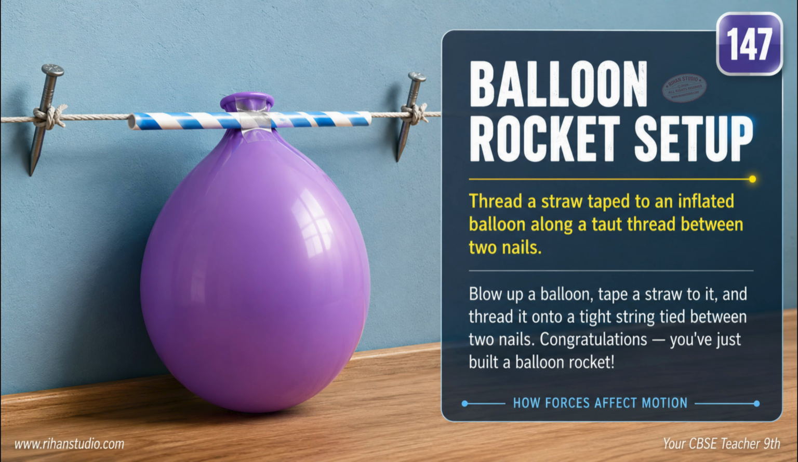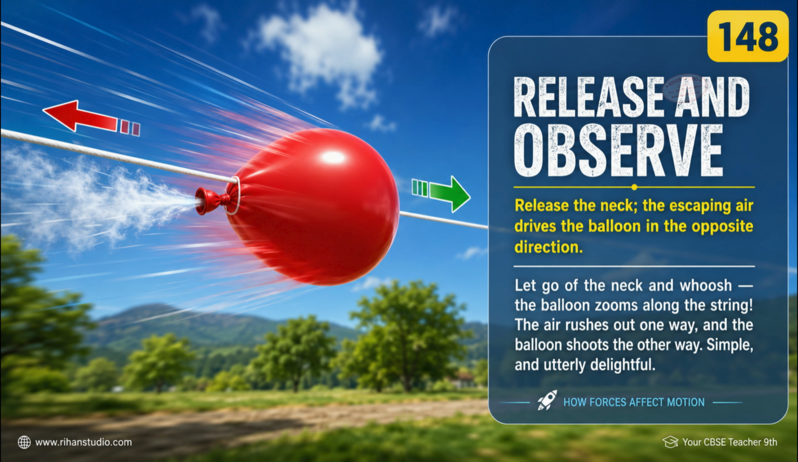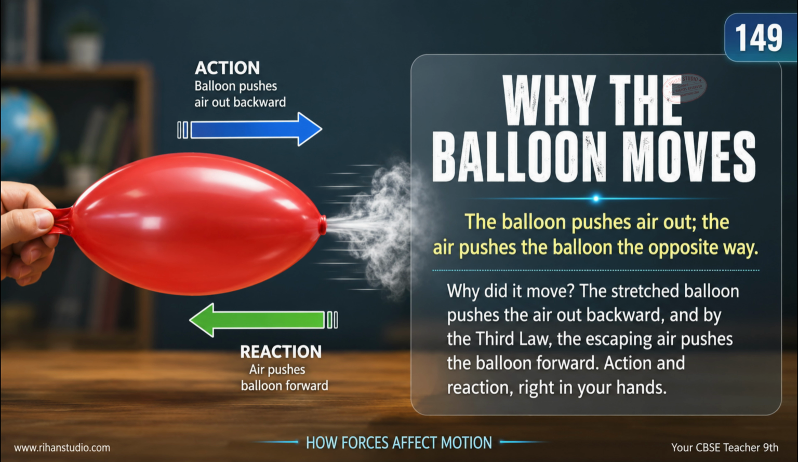Balloon rocket setup. Blow up a balloon, tape a straw to it, and thread it onto a tight string tied between two nails. Congratulations, you've just built a balloon rocket. Release and observe. Let go of the neck and whoosh, the balloon zooms along the string. The air rushes out one way, and the balloon shoots the other way. Simple and utterly delightful.